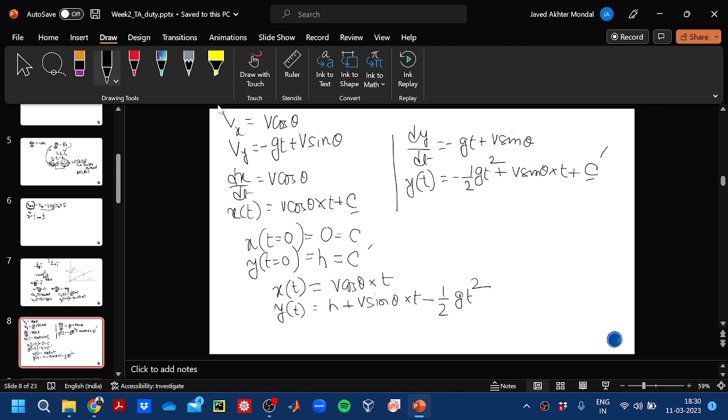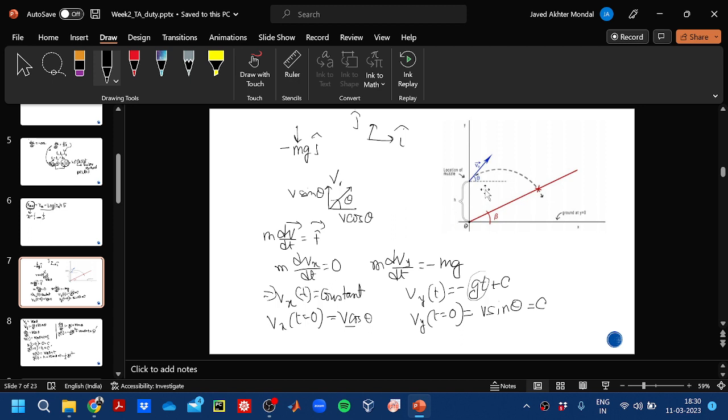So this is our x and y position as a function of time. Now suppose in the problem we want to know how far, like this displacement. So suppose this is x0. So up to how far this ball will hit this inclined plane. So to know that, we have to know the trajectory of the ball. So trajectory means we have to find the relation between x and y.